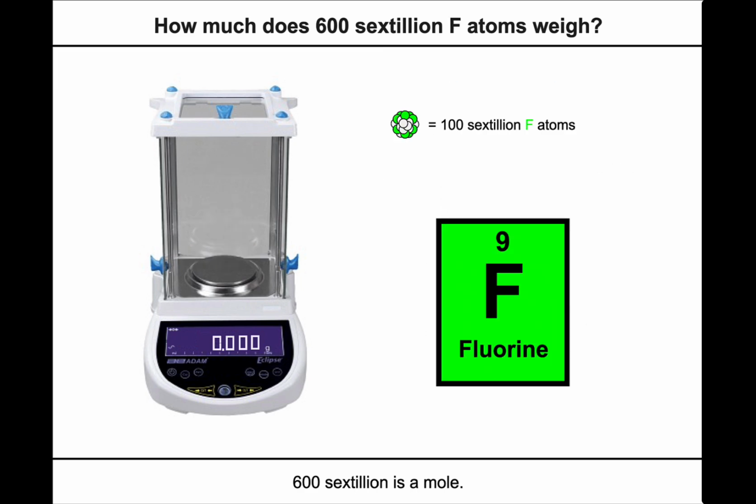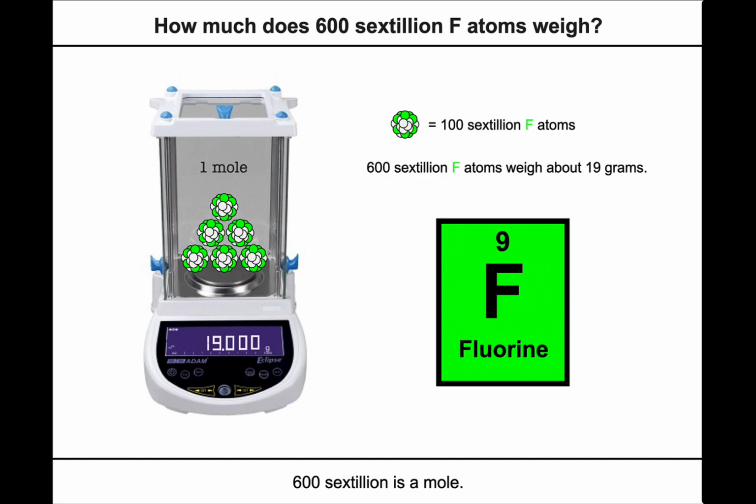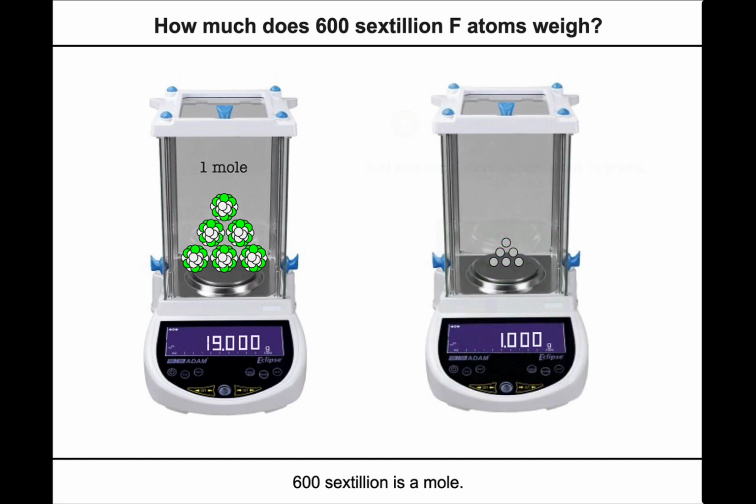And finally, for our friend fluorine. Remember, fluorine is not 9 plus 9, it's 9 plus 10, right? So the size of a fluorine nucleus is 19 particles. Let's add a mole of these and see how much it weighs. We're going to add 600 sextillion atoms, or 100 sextillion times 6. How much should that weigh? It weighs 19 grams. Doesn't that make sense? Because the mass of a fluorine atom is 19 times bigger than a hydrogen atom's mass. We have a mole of fluorine, which is 19 times bigger than a mole of hydrogen.